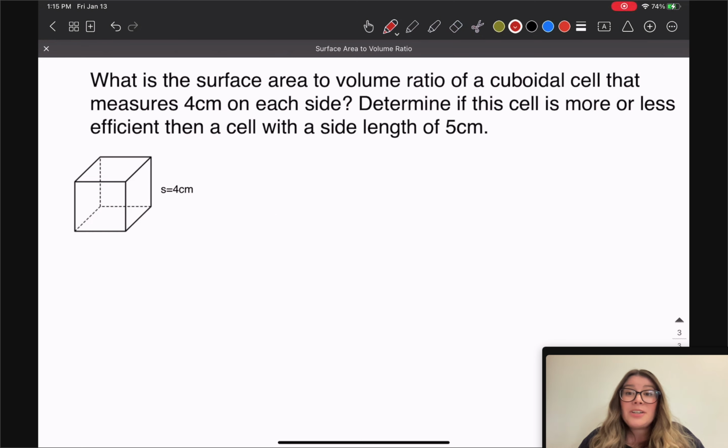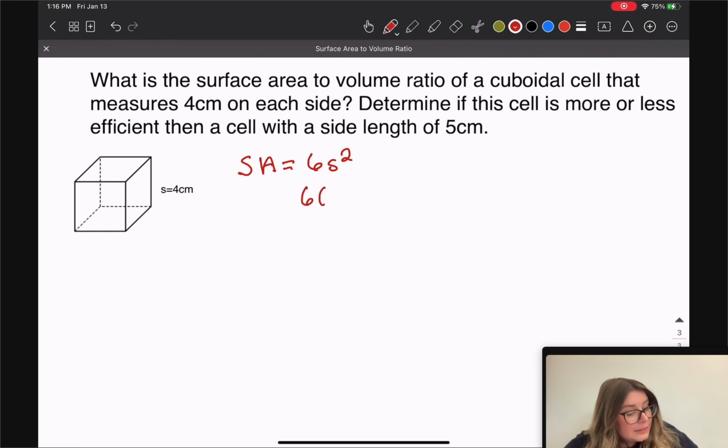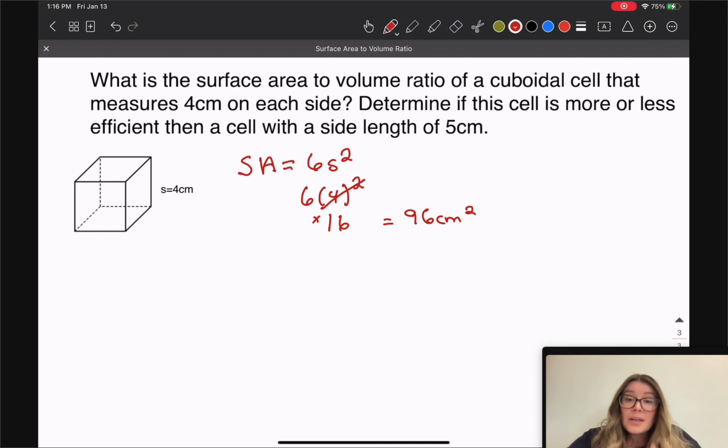So we need those equations that we talked about in the previous video. The first equation said that surface area is equal to 6 times your side squared. So plugging in that our side is 4 centimeters, we get 6 times 4 squared. 4 squared ends up being 16. So we are doing 6 times 16, which ends up being 96 centimeters squared. That's our first step.